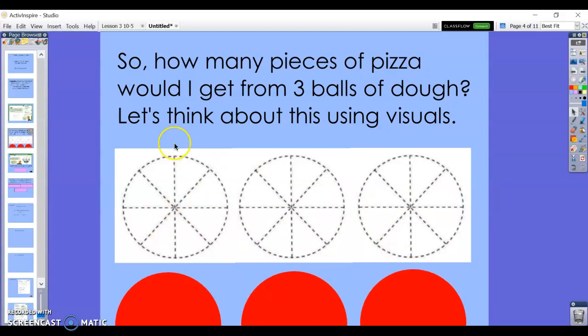If I count these individual slices, it will tell me exactly how many pieces of pizza I can get out of 3 balls of dough. So I've got 8, another 8 would give me 16, and another 8 would give me 24. So if I use 3 balls of dough, I would get 24 slices of pizza.